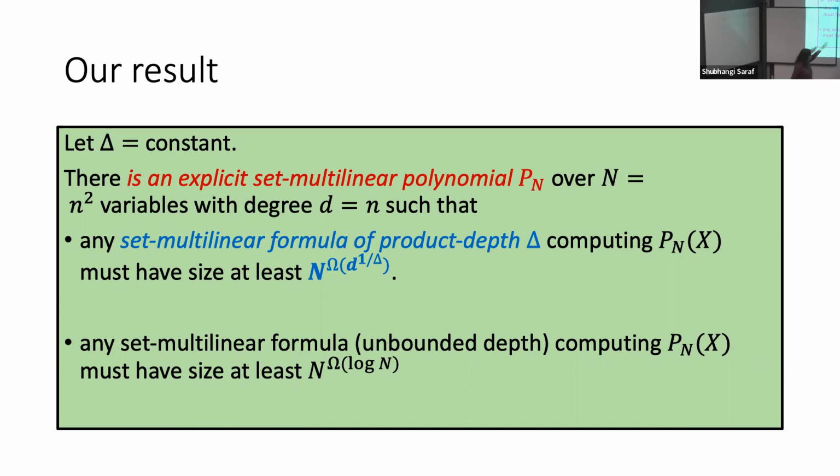And you can also do it for unbounded depth and get n to the log n lower bounds. But which is interesting, using the same techniques, we can get these lower bounds. But these same lower bounds were known by Raz for multilinear formulas computing the determinant in the past. So this is just a different technique to get these bounds.